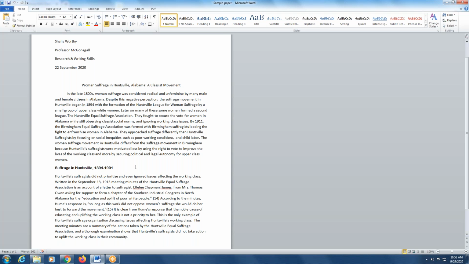And then when you move from heading to heading, your paragraphs don't necessarily have to have flow. And they won't necessarily always. It's just something to think about while you're writing.